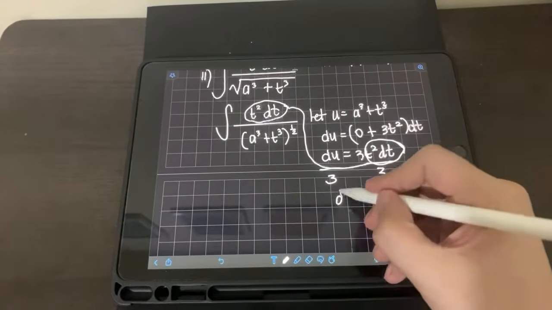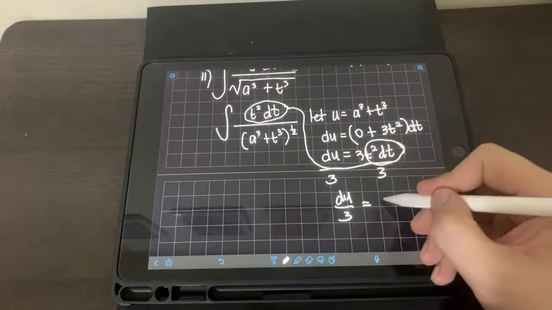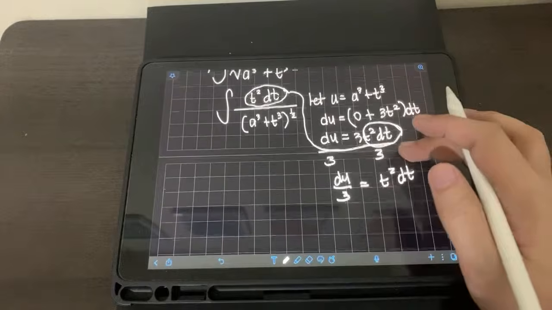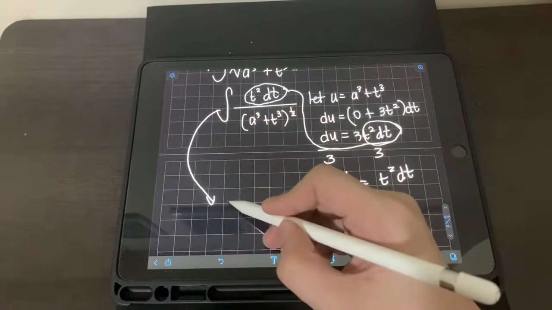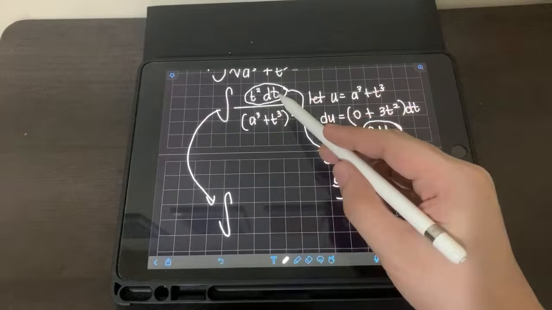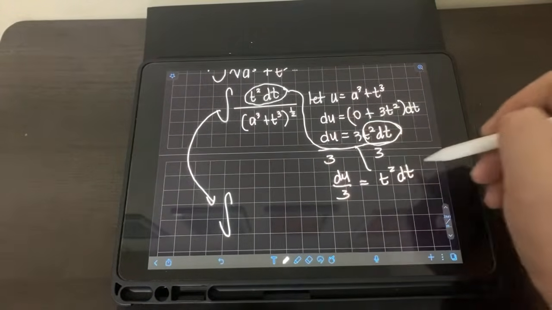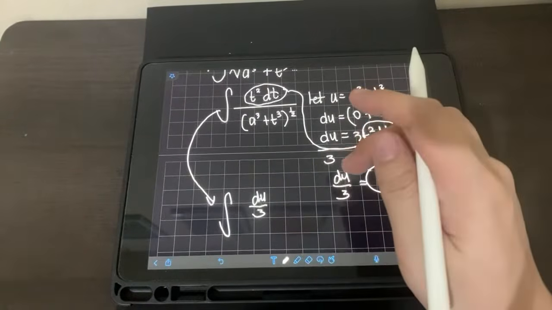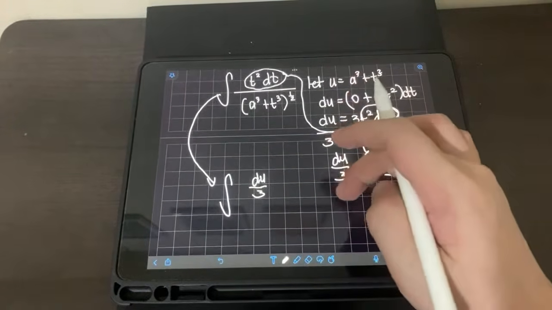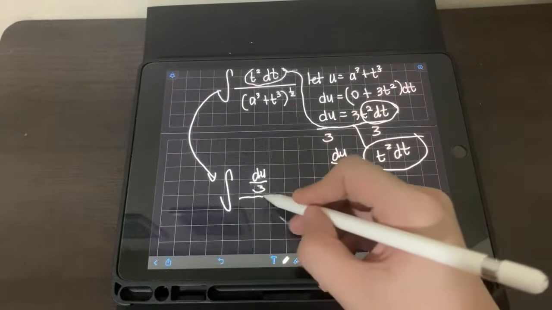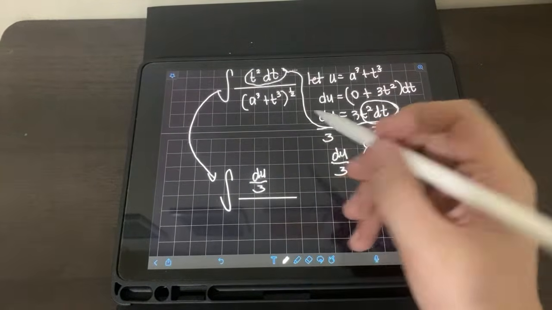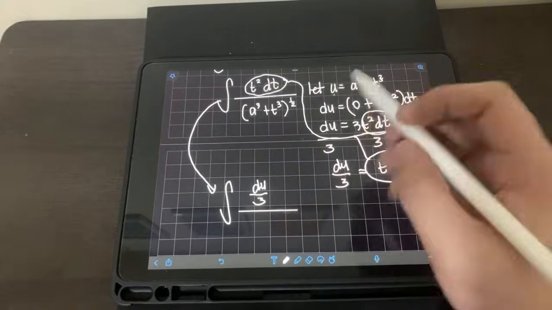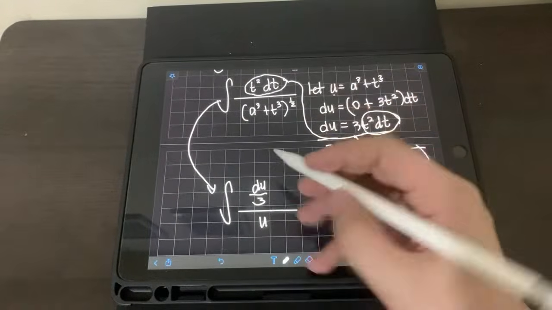Okay, so therefore, you have du over 3 is equal to t squared dt. So, we can now substitute. Okay, so we will have the integral of what is t squared dt? It's just du over 3. And then, what is a cube plus t cube? U, right? And it is raised to 1/2.